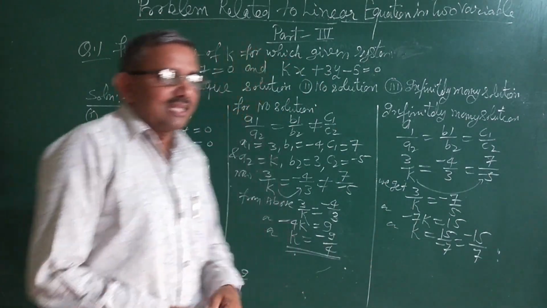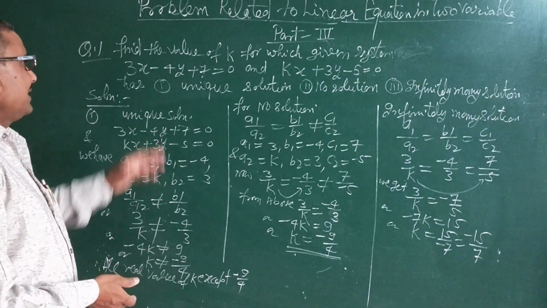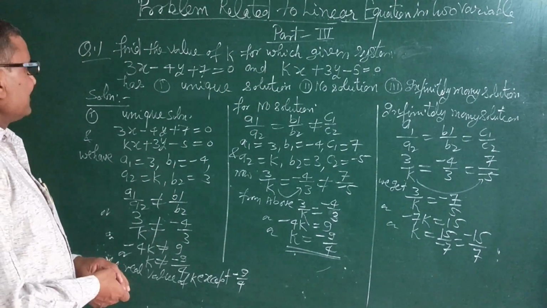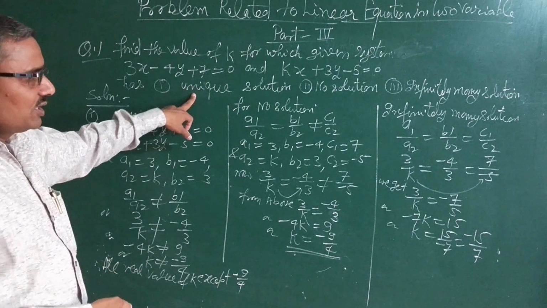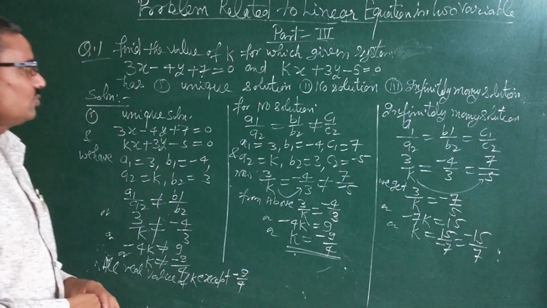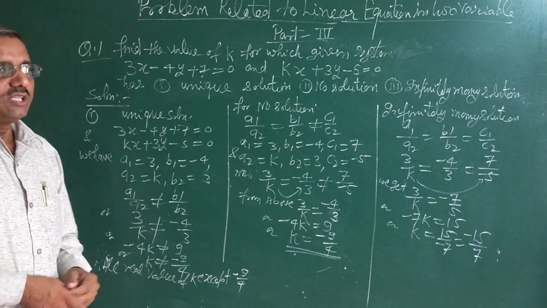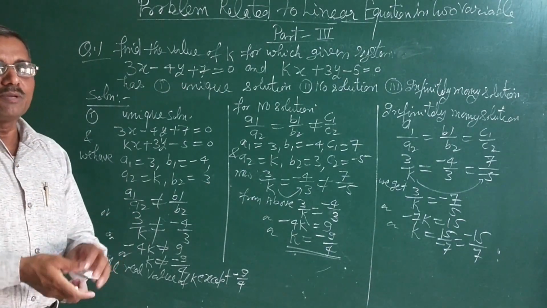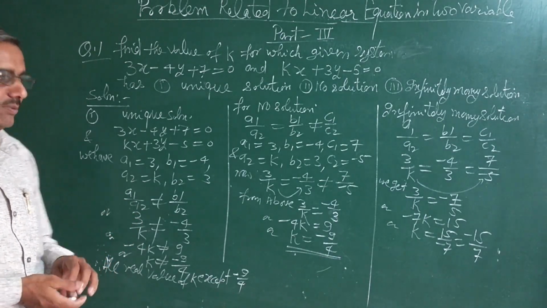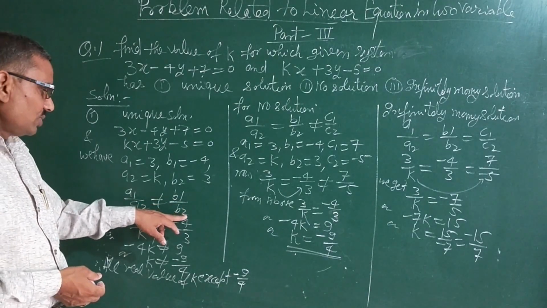So what I mean to say is that if we have to find the value of k in these equations so that the solutions are unique solution, no solution, or infinitely many solutions, we have to adopt the condition for unique solution. We know that if a1x plus b1y plus c1 is equal to 0 and a2x plus b2y plus c2 is equal to 0, then for unique solution a1 upon a2 is not equal to b1 upon b2.